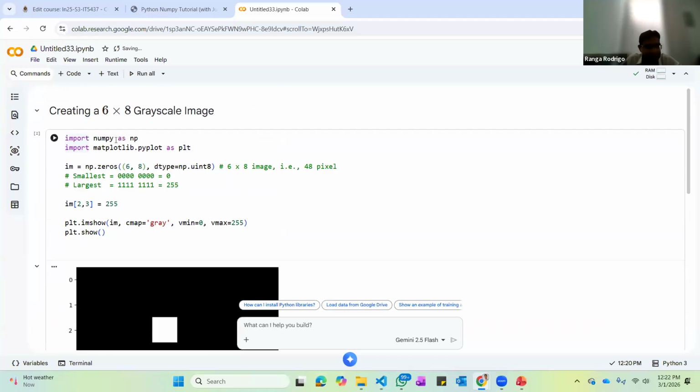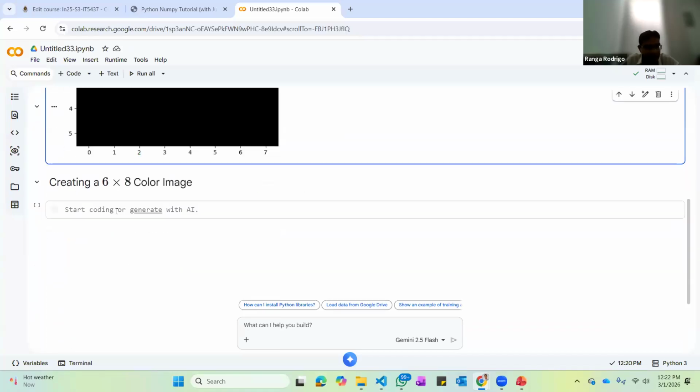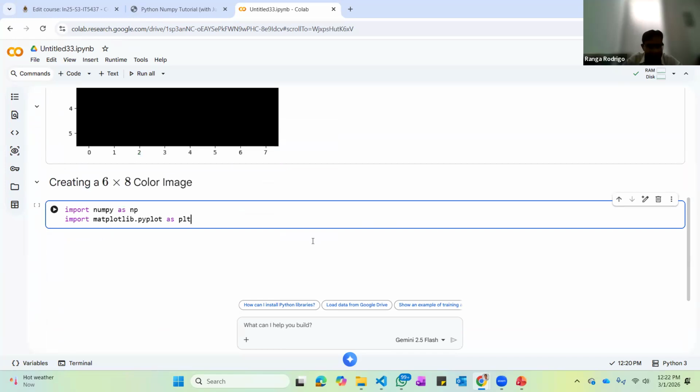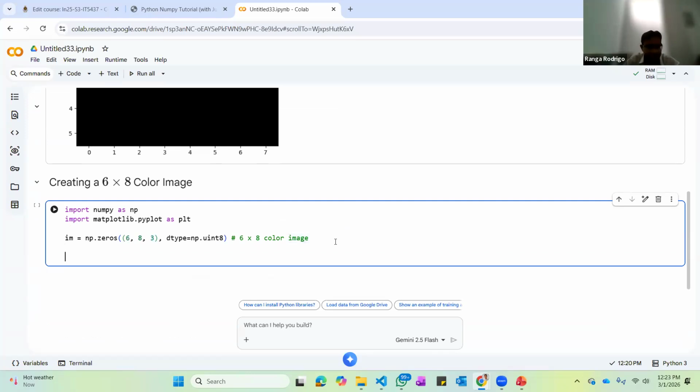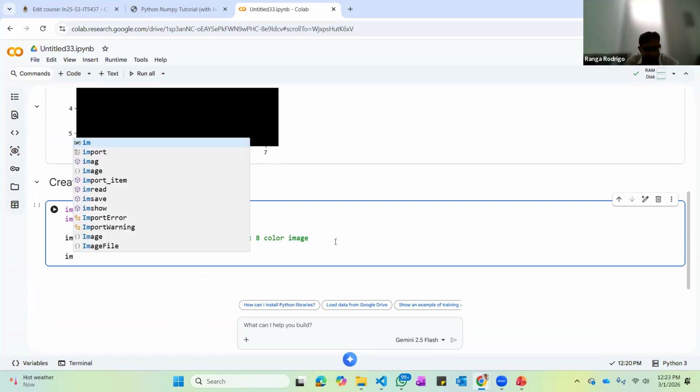Of course, I had to import these two. Then my image will be... it prompted and gave me this color image. So you can see, rather than writing 6 and 8, I only put 3 because there are 3 colors for a color image. So now I will say im 2, 3.